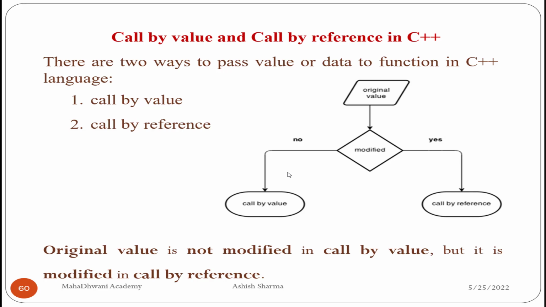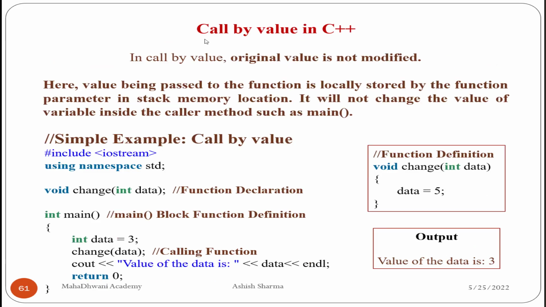There are two different concepts we will understand now one by one. The original value is not modified in call by value, but it is modified in call by reference. We understood this. Now we will discuss one by one. First is call by value. In call by value, the original value is not modified.